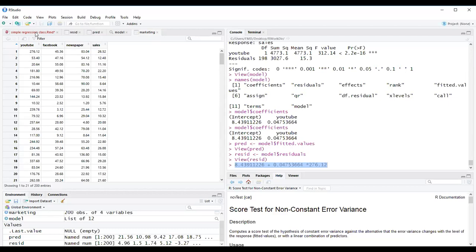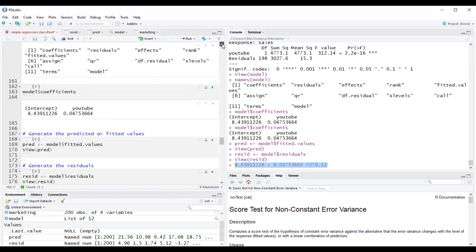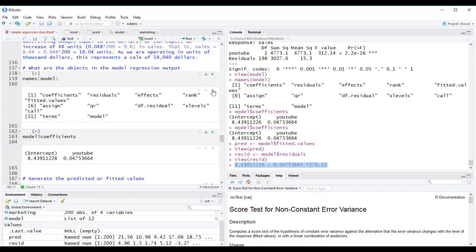I hope you're getting me, guys. What is our regression line? Beta null plus beta 1 times x. So beta null is this one, which I got from the intercept, plus beta 1, this, times YouTube. Right? That's our model. Clear, guys?